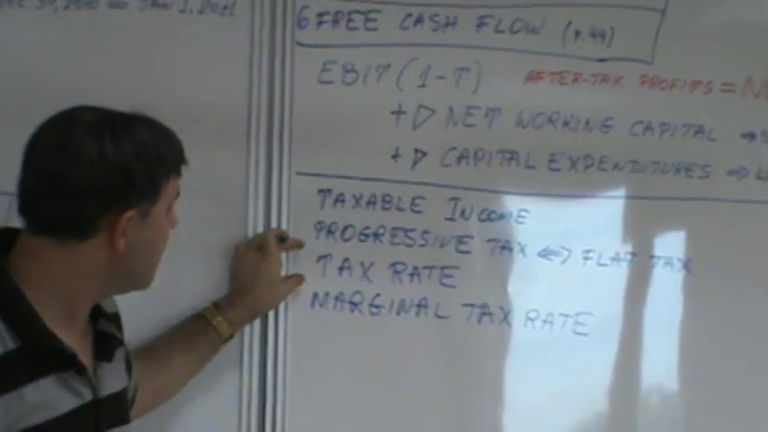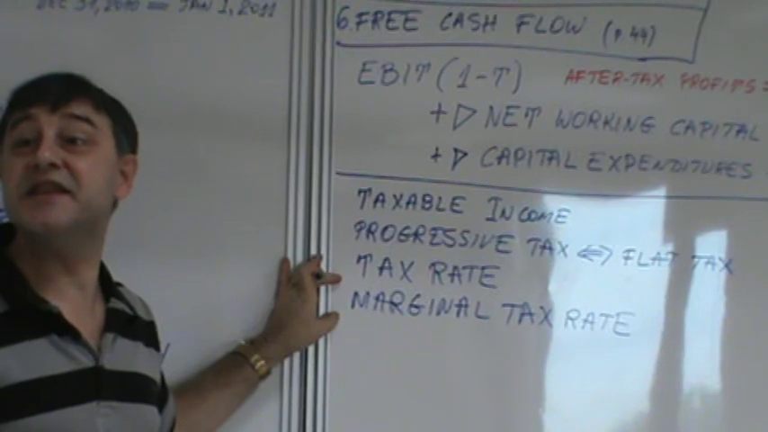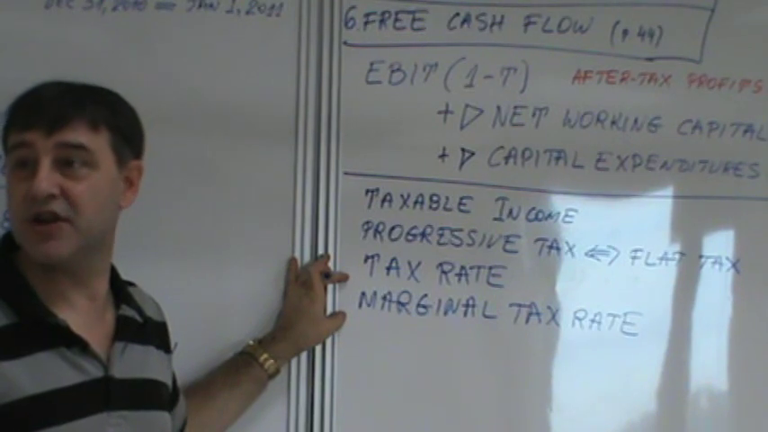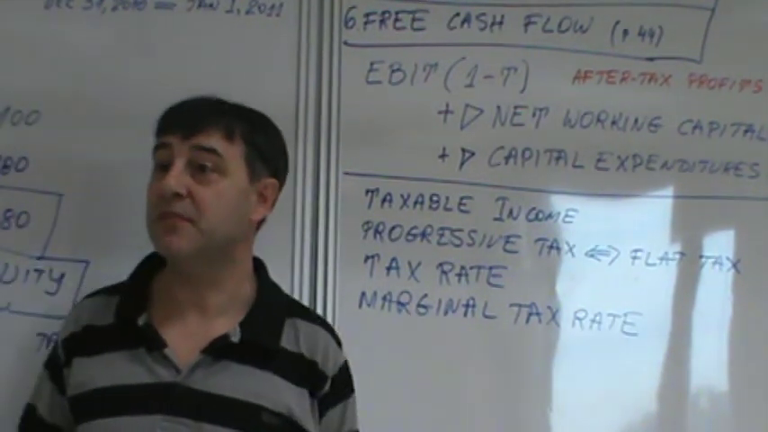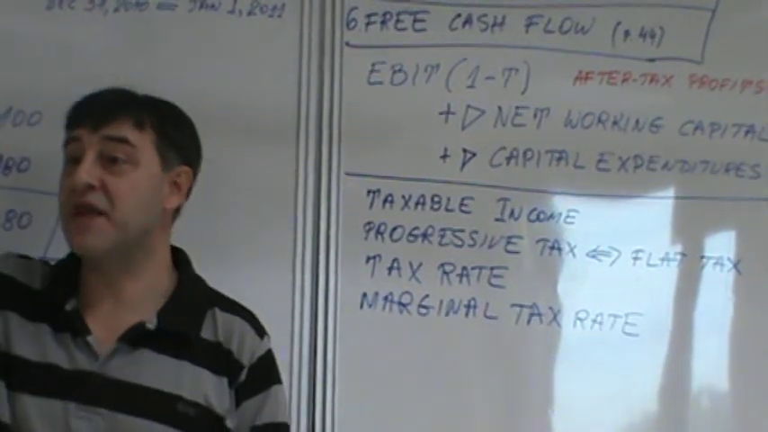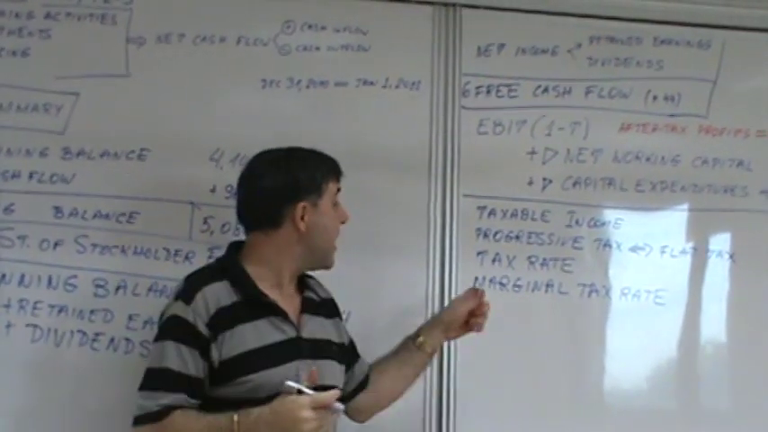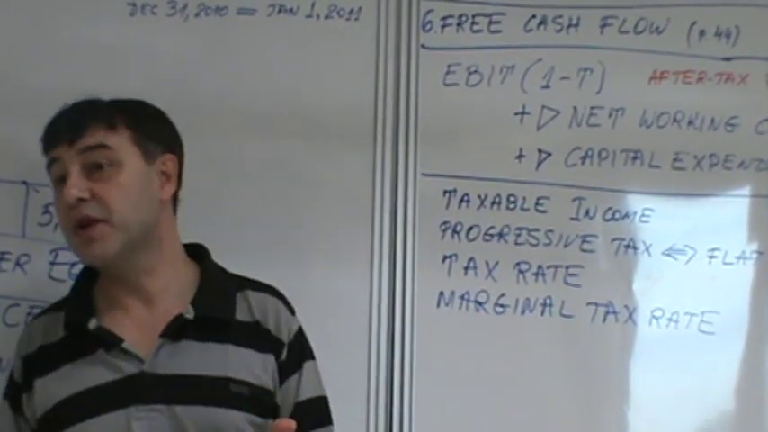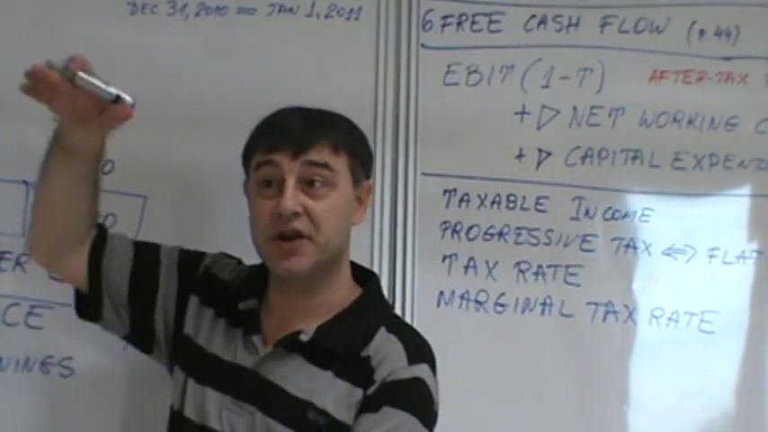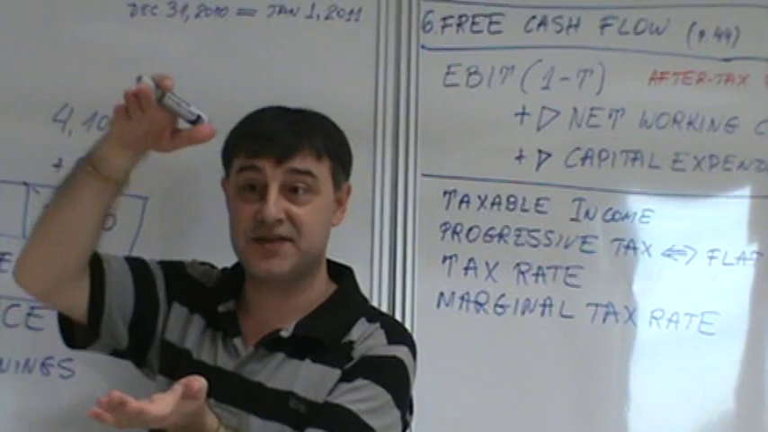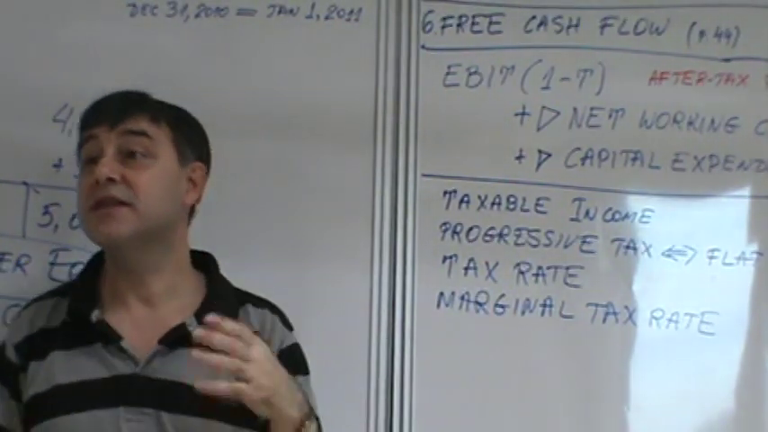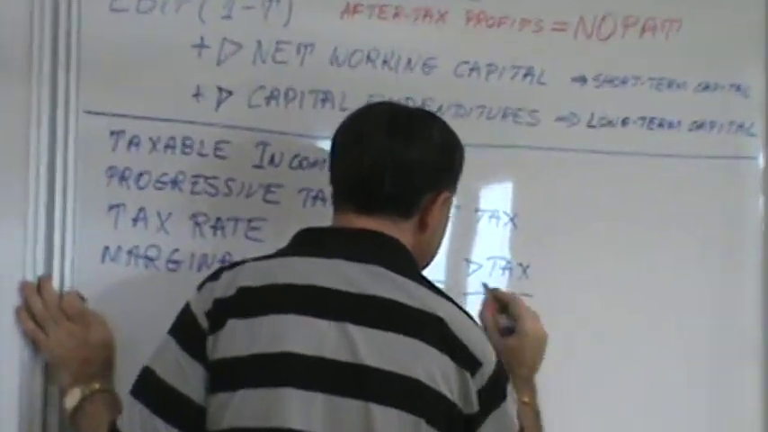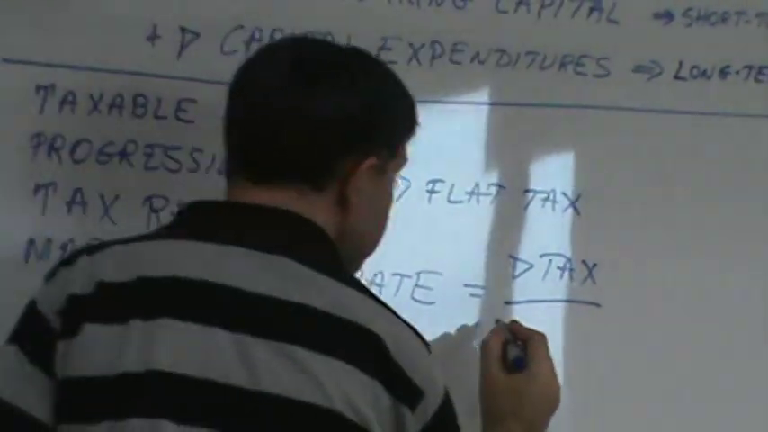For any tax system, if you have a tax rate, you have a marginal tax rate. This is the extra tax which you must pay on an extra dollar of taxable income. So if your taxable income goes up by $1,000 and your tax goes up by $200, the marginal tax rate is 20%. So you measure how much your taxable income goes up, how much your tax goes up, and that's the marginal tax rate. So basically it is a change in tax divided by change in income.